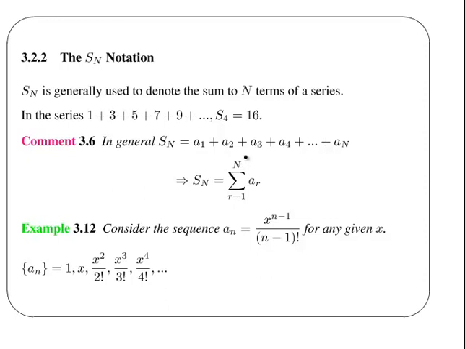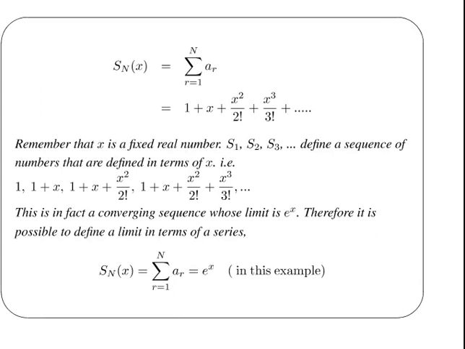Now consider the sequence a of n, where that is equal to x to the power of n minus 1 divided by (n minus 1) factorial for any given x. And those are some example terms there: 1, x, x squared over 2 factorial, x cubed over 3 factorial, and so on. S of 1 would define the sequence of numbers that are defined in terms of x. So S of 1 is simply 1.